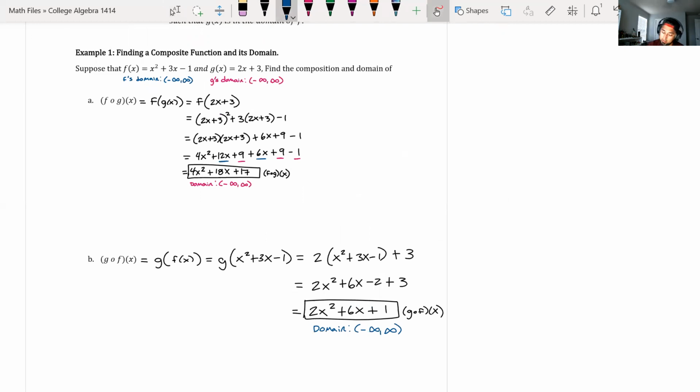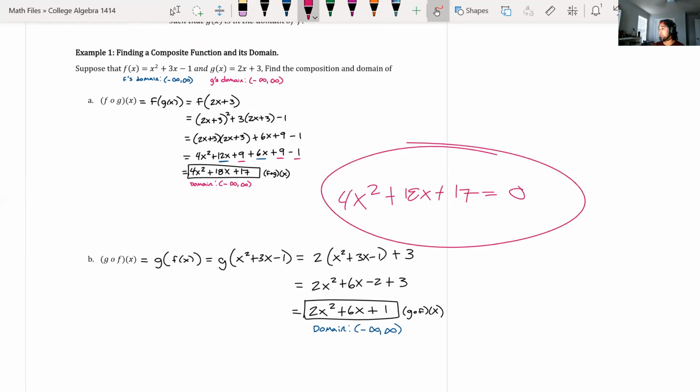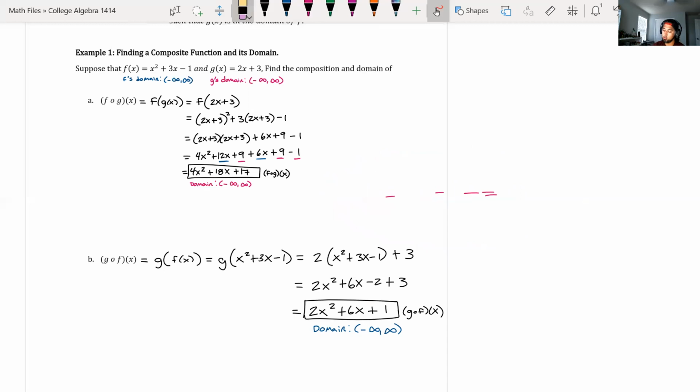Students love to say that it's not finished, and they'll set the composition equal to 0 and keep going. And I'm like, why? It didn't say to do any of that. So do not make this mistake. You only simplify, you do not solve.